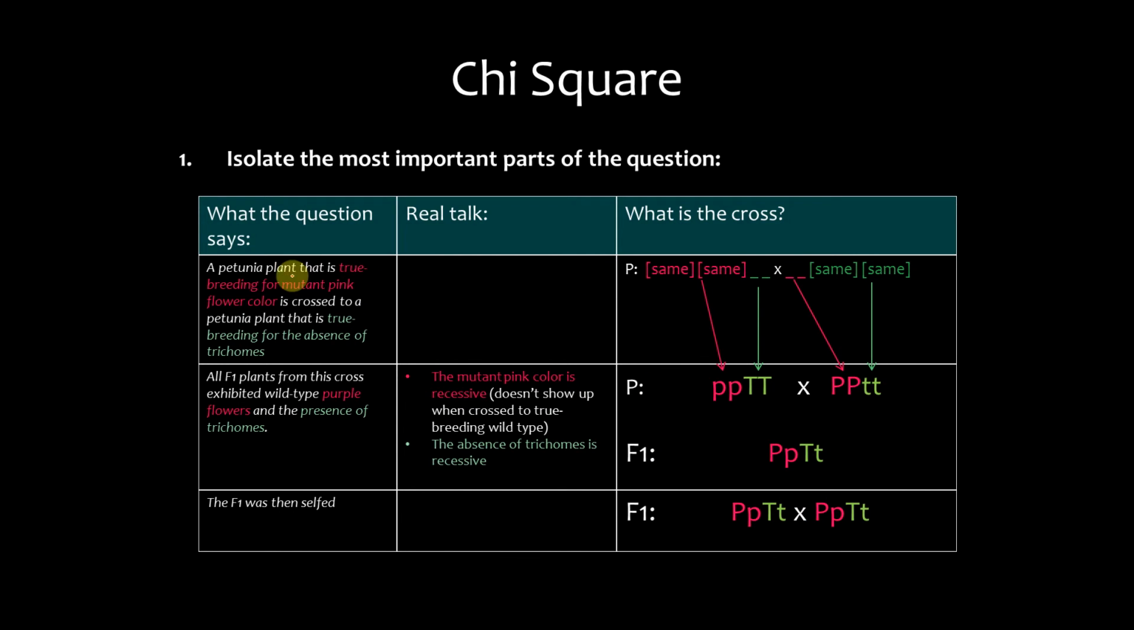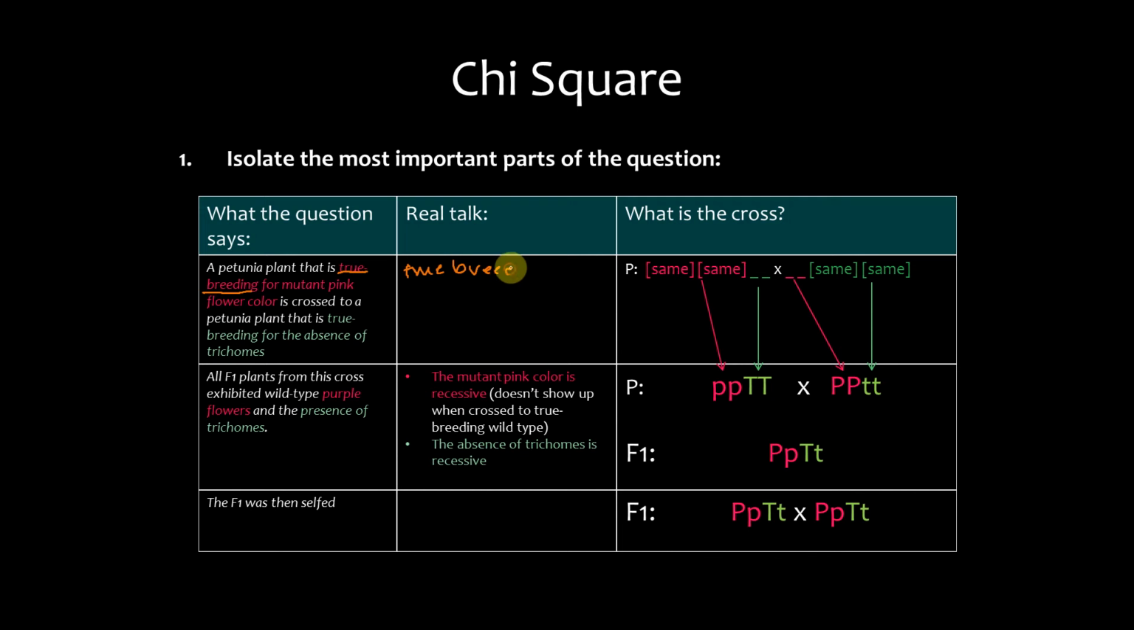Okay, so the first thing the question says, we have a petunia plant that is true breeding for a mutant pink flower color that's crossed with a petunia plant that is true breeding for the absence of trichomes. So what does this mean? Well, it means that we have two things that are the same. So for the petunia, the pink color I did in pink, and then the trichomes I did in green. So if it's true breeding for pink, we're going to have traits related to pink here in pink, and that it's true breeding means that it has to be the same. True breeding means that through multiple generations, you're not getting a mix of genotypes, which means that it has to be homozygous. So true breeding, we should write that down.